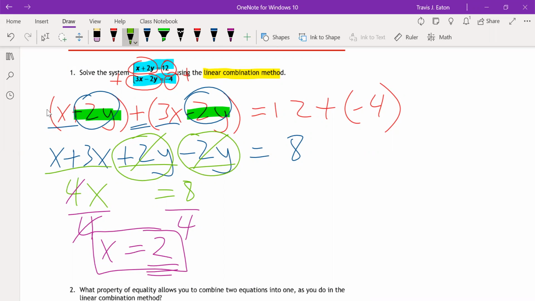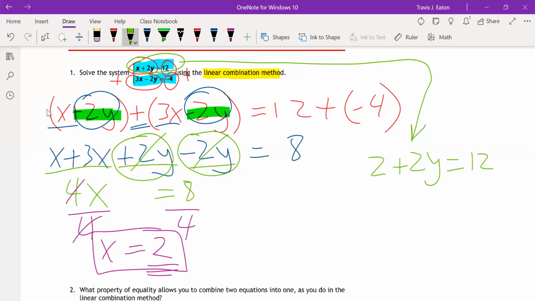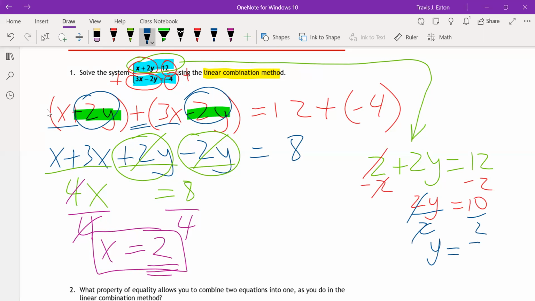Okay, so take this equation right here, and I'm going to say x is 2, plus 2y equals 12. All right, well, of course, I'll subtract 2 from both sides because I'm trying to get y by itself. Those cancel out. I get 2y equals 12 minus 2, which is 10. And then I divide both sides by 2. Those 2s cancel each other out, and I get y equals 10 divided by 2, which is 5.